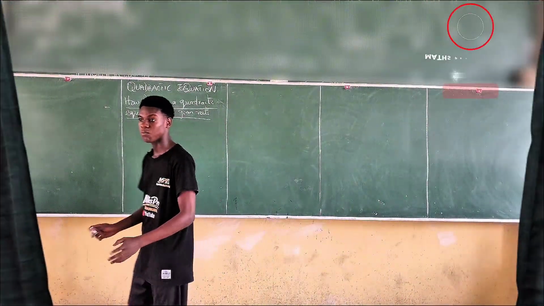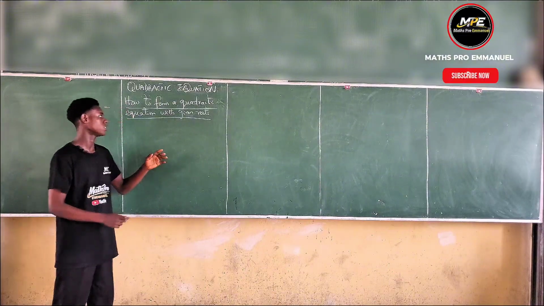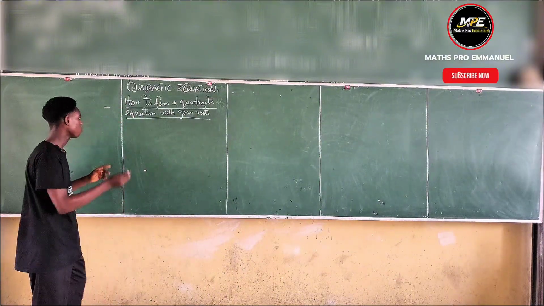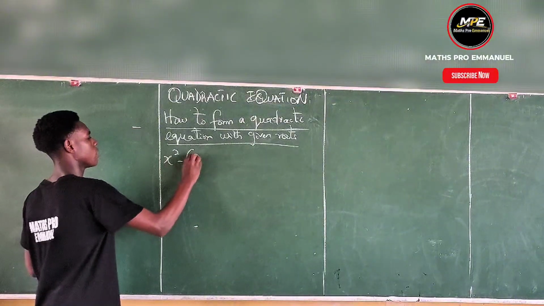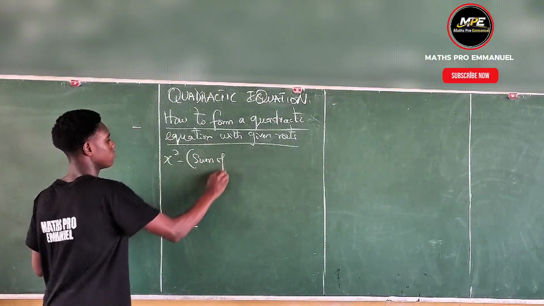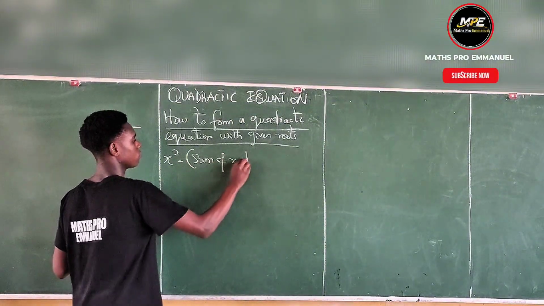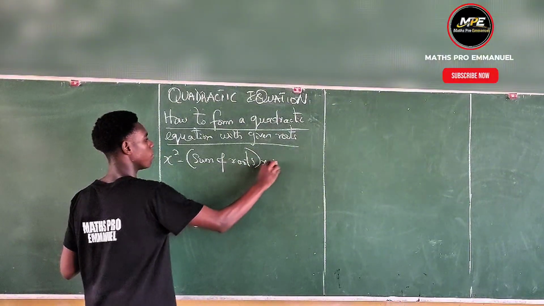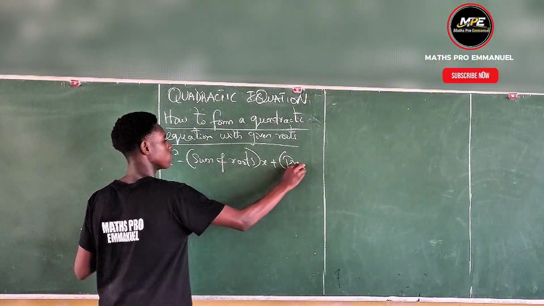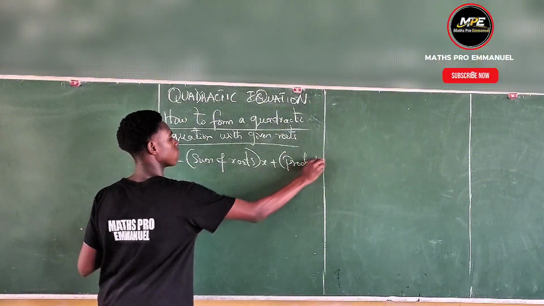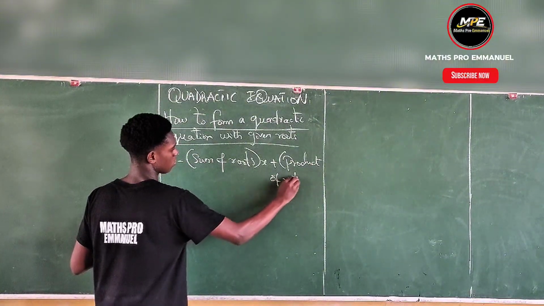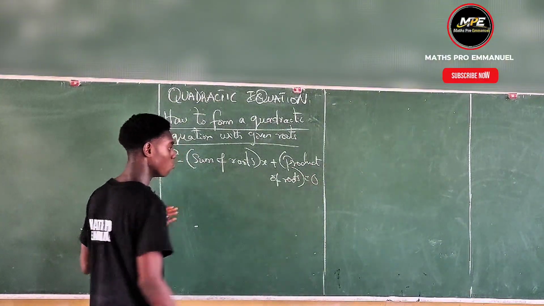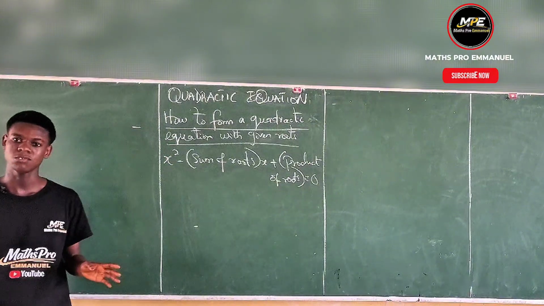So now you are learning how to form a quadratic equation with given roots. This is the formula we use to form a quadratic equation with given roots: x squared minus the sum of roots times x plus the product of roots equal to 0. With this, you can form any quadratic equation.